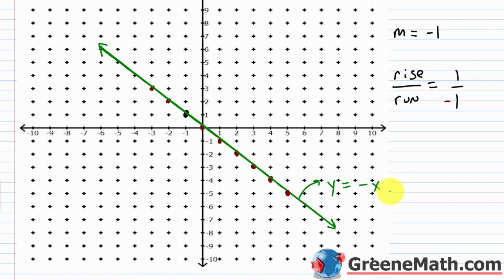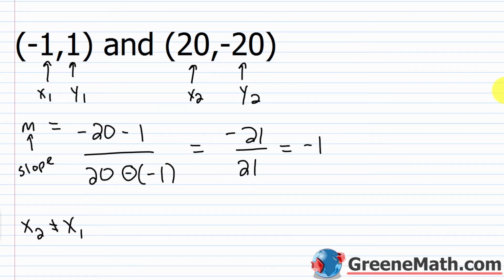So quickly, I want to show you that if I switched which ordered pair I labeled as x sub 1, y sub 1 with the ordered pair I labeled as x sub 2, y sub 2, it would make no difference and your slope would still be negative 1. Let's do that real quick before we move on. All right, so let's just switch the way these are labeled. And so instead of this being x sub 1, y sub 1, it's going to be x sub 2, y sub 2.